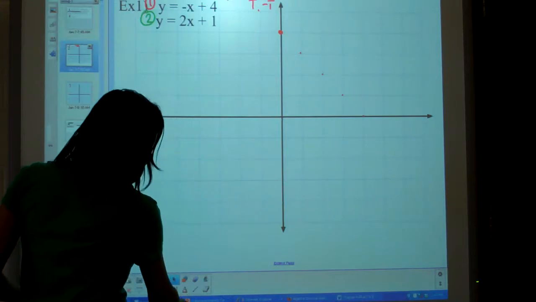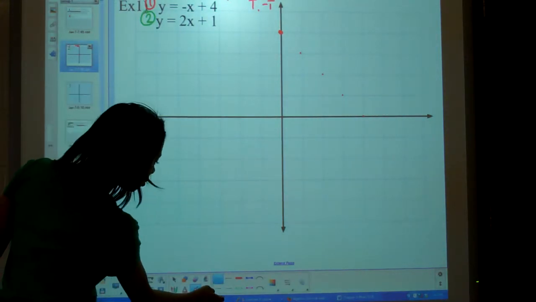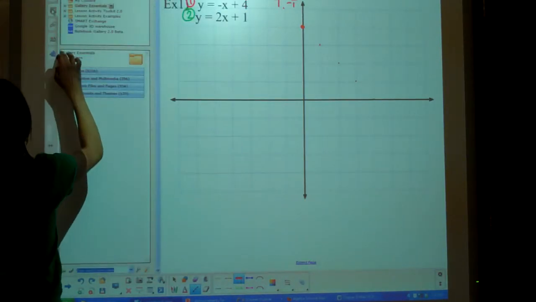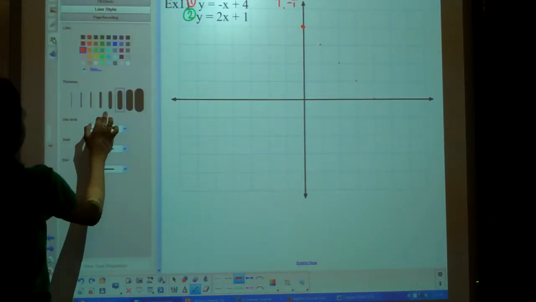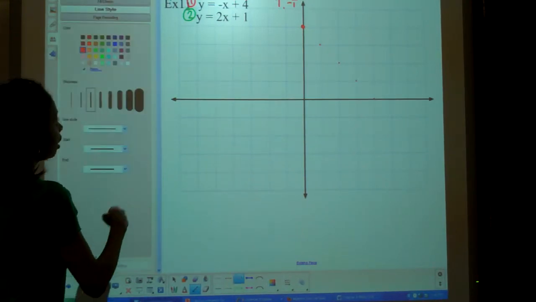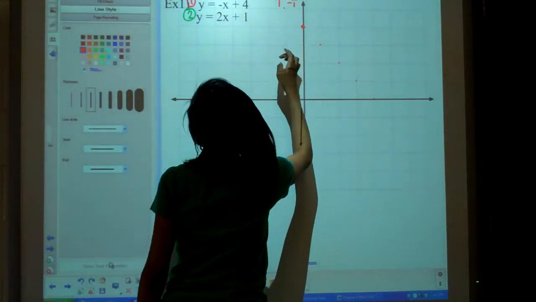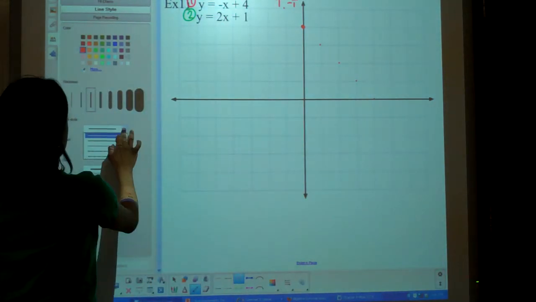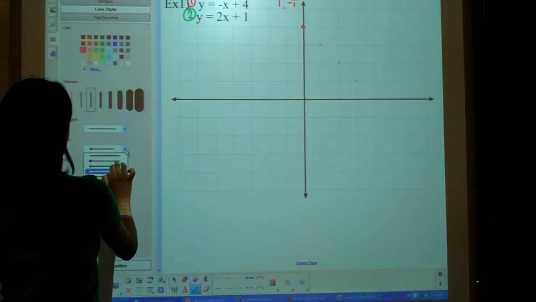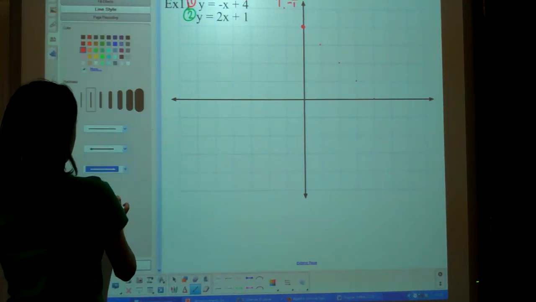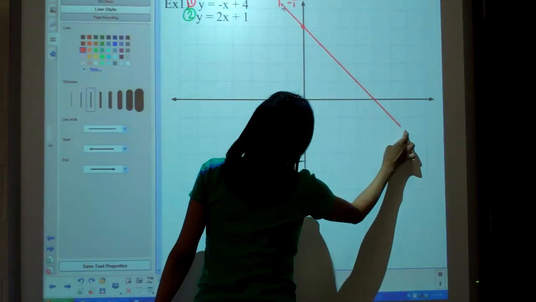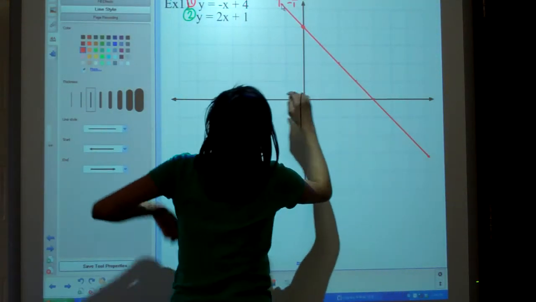When I'm ready to graph, I'm going to come on over and I'm going to put this graph here. And when I get ready to come and do this here, I'm going to put the two arrowheads on here. Alright, so here it is. This is the graph right there for that first one.